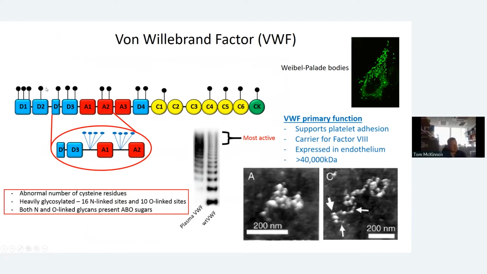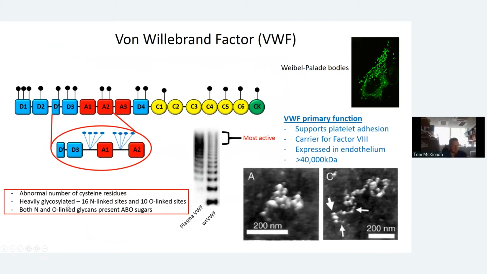So this diagram here just gives you an idea of the structure. It's comprised of repeating domains. And there's three things I really want you to keep in mind as I go through this talk. The first thing is that VWF contains an abnormal number of cysteine residues. Approximately 3.5% of the amino acids are cysteines. This is going to be a little bit important later.